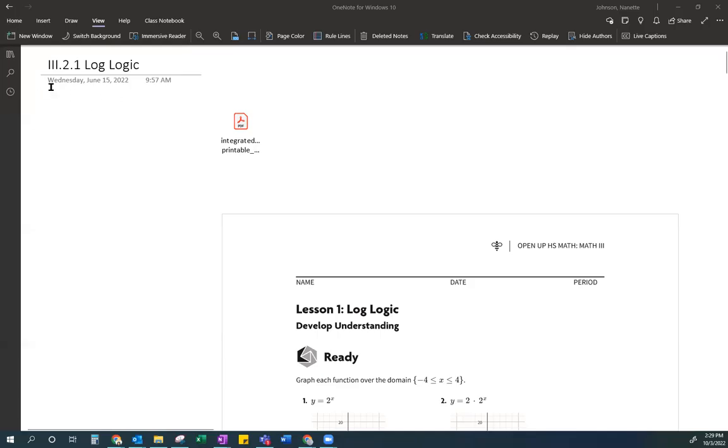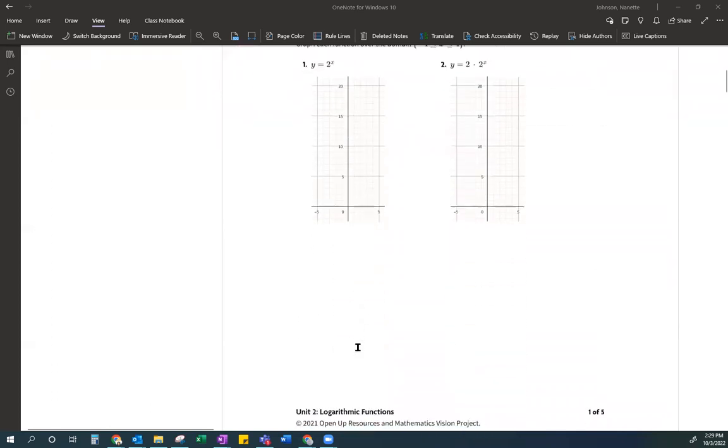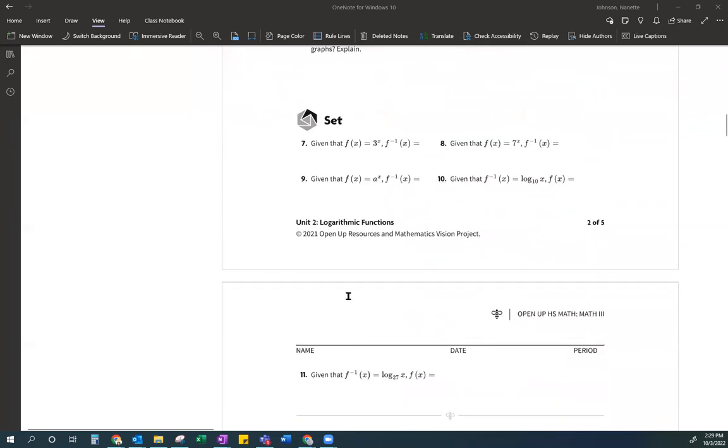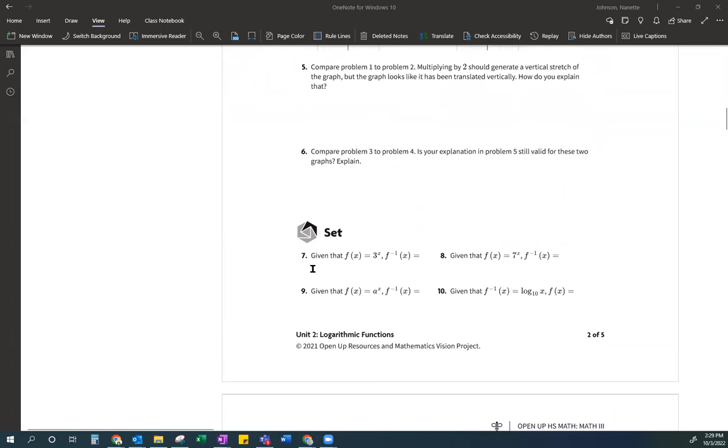Okay, so we're going to go over 2.1 and then just a couple questions. Starting with number 7, it says, given that f of x is 3 to the x, what is the inverse of x?